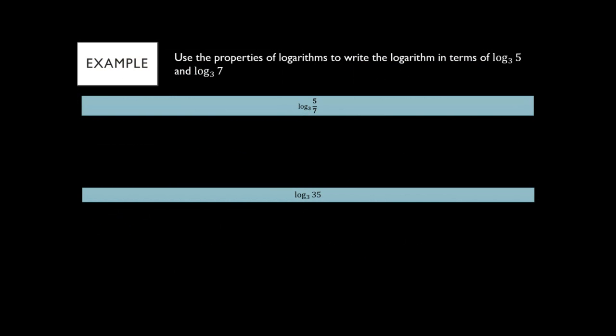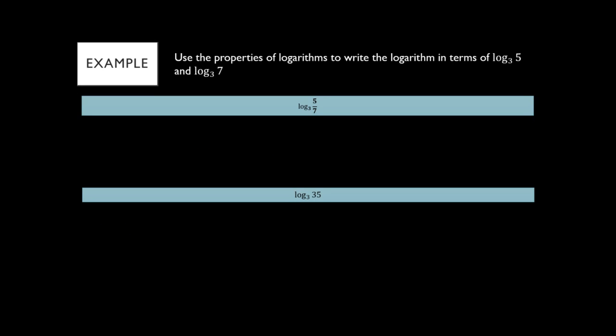So we're going to start with specifically rewriting these a certain way. It says use the properties of logarithms to write the logarithm in terms of log base 3 of 5 and log base 3 of 7. That's just telling us when it says in terms of, it means you need to use these things when you rewrite it. So you can't have the log base 3 of 5 over 7 like we have. We need to only use log base 3 of 5, log base 3 of 7.